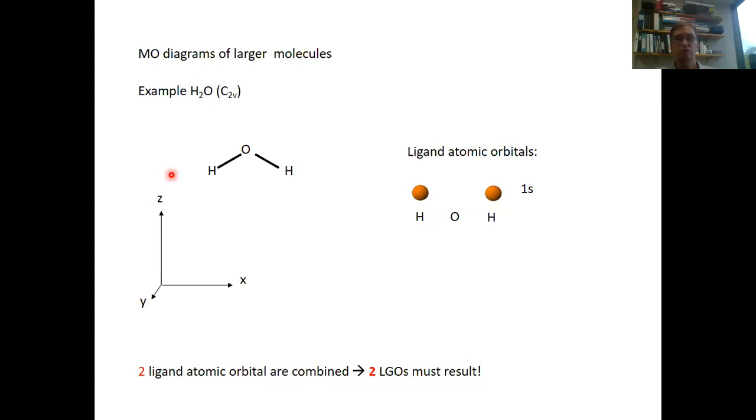And according to the rules, we should combine the ligand orbitals that are interchangeable by the symmetry operations to form ligand group orbitals. Now the two 1s orbitals are interchangeable. They're also symmetry equivalents. Certainly, we can combine these two to form ligand group orbitals. So now, how many ligand group orbitals will we expect? Well, because we combine two atomic orbitals, the two 1s orbitals, we would expect two ligand group orbitals as the result.